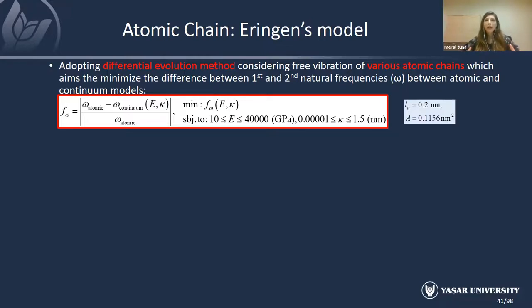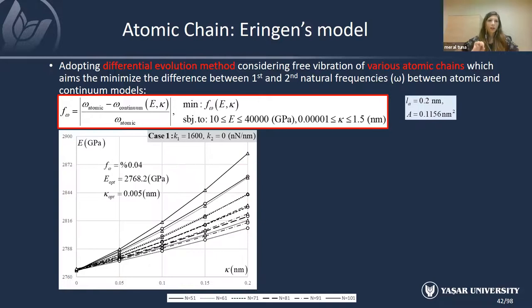So in this case, our aim is to find the material constants, the Young's modulus and non-local parameter, that minimize the difference between natural frequencies of the discrete and continuum models. In doing so, we consider six different atomic chains having different lengths and two different cases. In the first case, we ignore second neighbor relations. By the way, I have to mention this point. Here, these curves are isomaterial parameter curves. So for instance, this curve here gives the sets of Young's modulus and non-local parameter that yield the same fundamental frequency. And of course, we can obtain these curves for all atomic chains and for both natural frequencies.